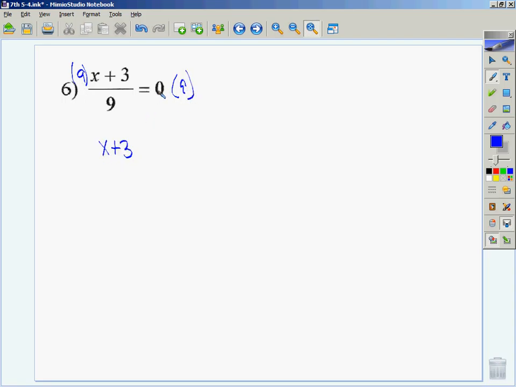I chose this one because it had a 0 in it. For some reason, people don't like to work with 0. It's an easy number to work with. What's 0 times 9? 0.